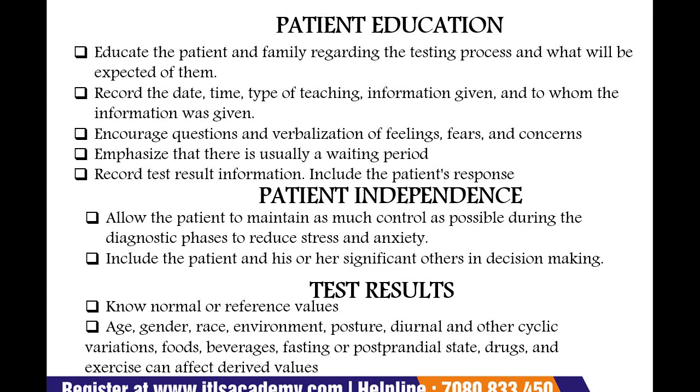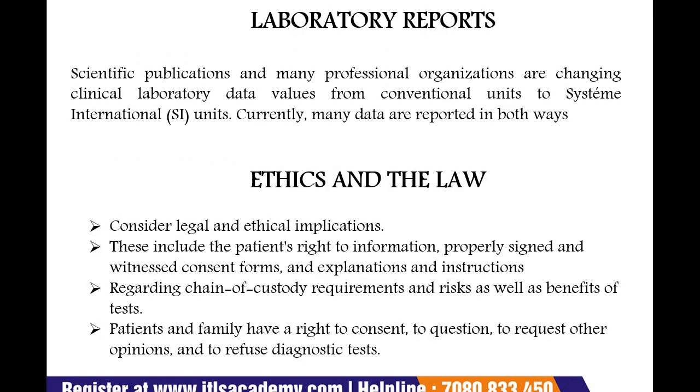Test results. In the test result, we want to know about the normal or reference values of the diagnosis components. Age, gender, environment, diurnal and other clinic variations, foods, beverages, fasting or postprandial state, drugs and exercise can affect these normal values. That is reference values. Laboratory reports. Scientific publications and many professional organizations are changing clinical laboratory data values from conventional units to system and international units. Currently, much data is reported in both ways, in conventional units and also in the SI units.